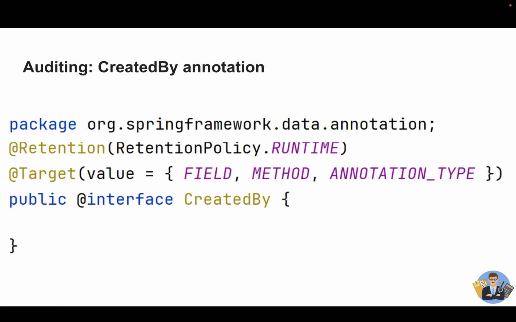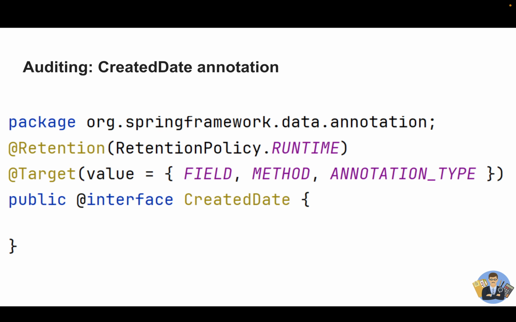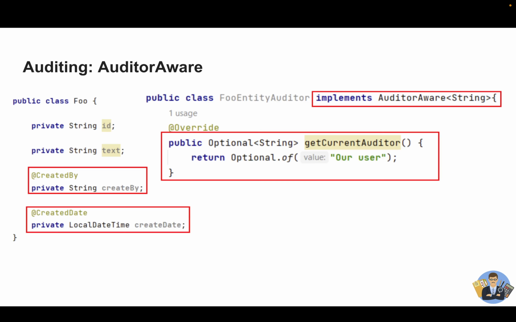This functionality is provided to us by the next annotations. The first one is the CreatedBy annotation, which we use when we want to mark the fields of our entity that will be populated with the auditor information. Another annotation that provides this functionality is CreatedDate. We mark our entity field as CreatedDate, and it will be populated with the date and time when the entity was created.